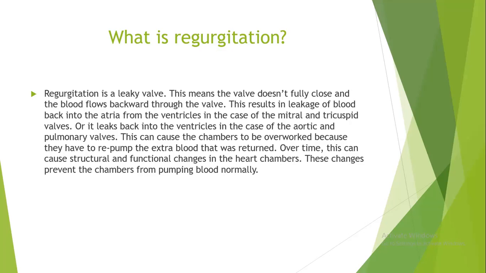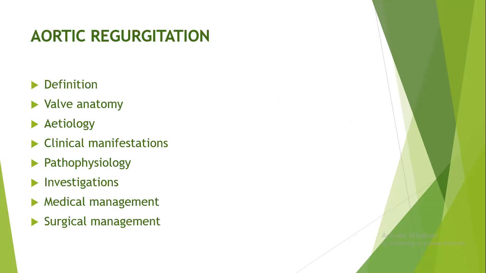What is regurgitation? Regurgitation is a leaky valve. This means that the valve doesn't fully close and the blood flows backwards through the valve. This results in the leakage of blood back into the atria from the ventricles in the case of the mitral and tricuspid valves, or back into the ventricles in the case of the aortic and pulmonary valves. This can cause the chambers to be overworked because they have to repump extra blood that was retained. Over time, this can cause structural and functional changes in the heart chambers. These changes prevent the chambers from pumping blood normally.